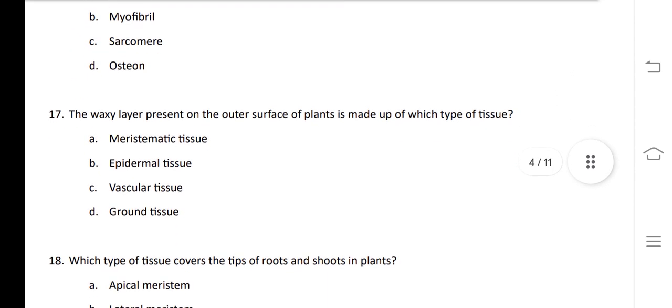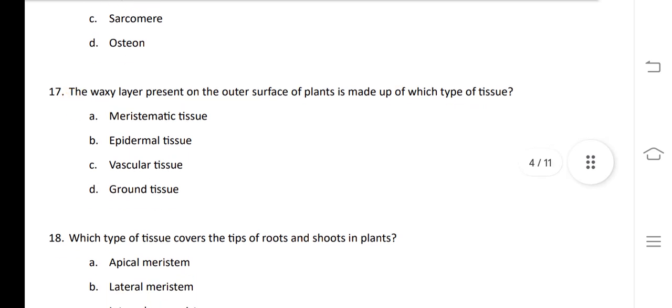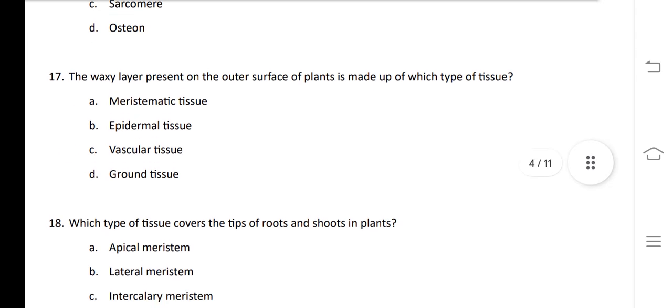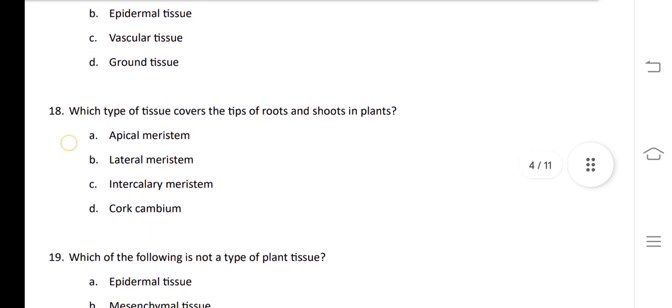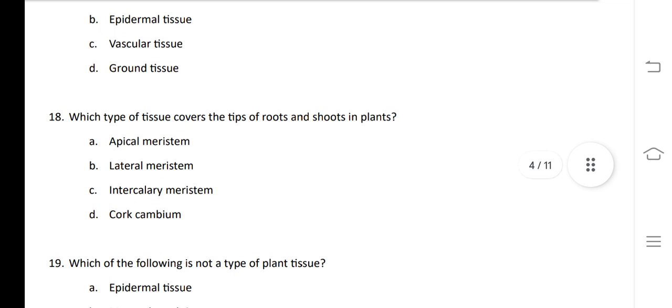Next question is, the waxy layer present on the outer part of the plant is made up of which type of tissue? So waxy layer is present on the outer part, so it will come under epidermal tissue. Epi means outer, dermal means layer.